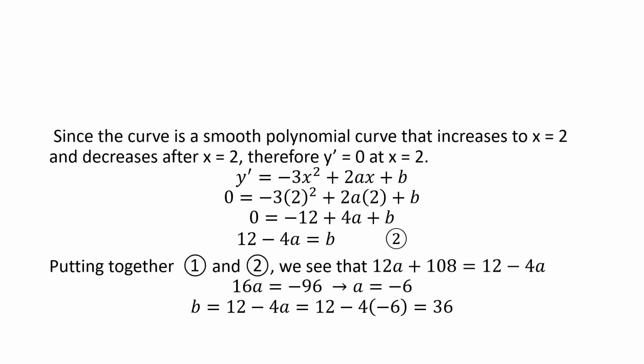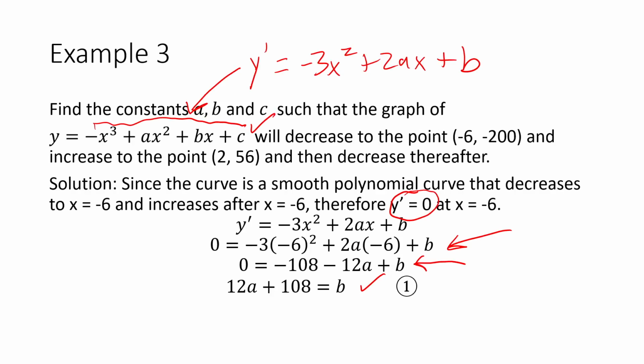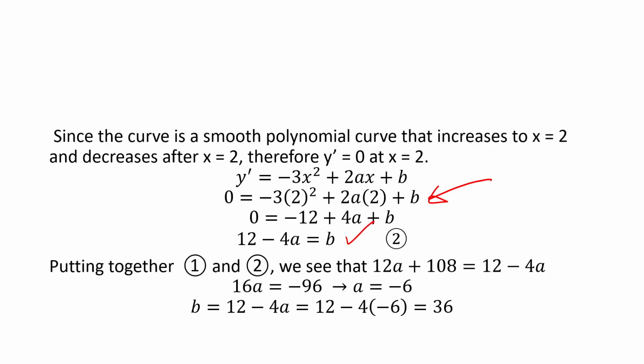Similarly, we know y prime equals 0 at x equals 2. So we let y prime equal 0, we let x equal 2. And equation 2 gives us that b equals 12 minus 4a. Well, on the previous slide, we saw b is 12a plus 108. And on this slide, we see b is 12 minus 4a. So obviously 12a plus 108 must equal 12 minus 4a. And we can take a couple of steps to solve that. We get a is equal to -6.